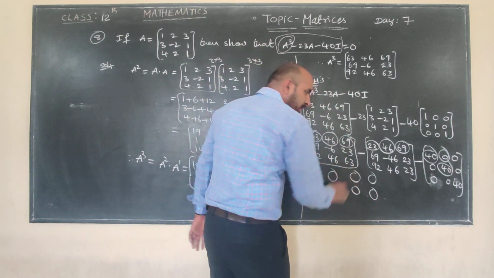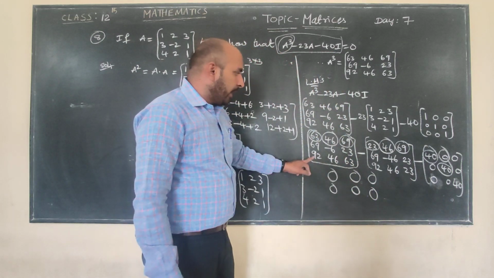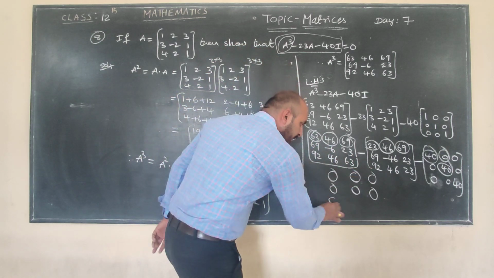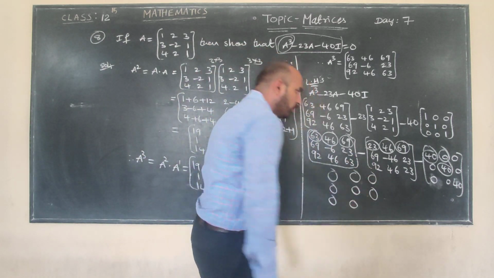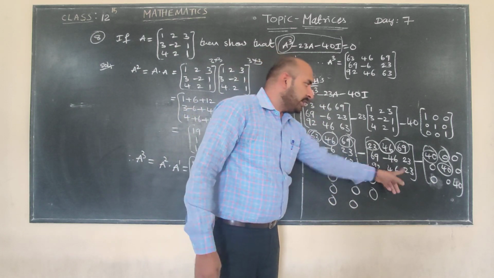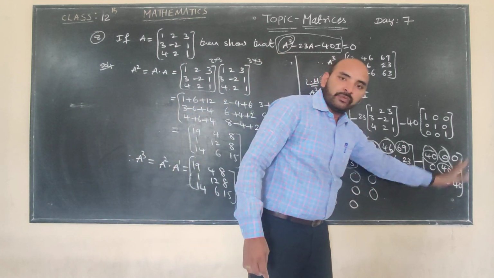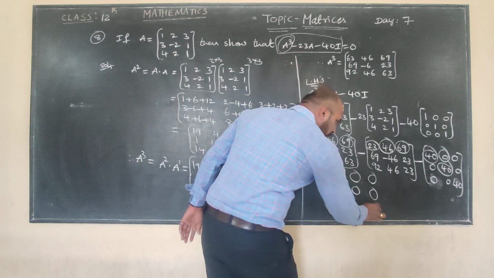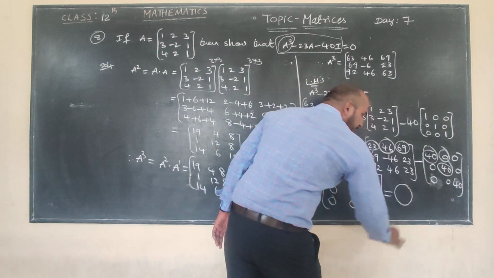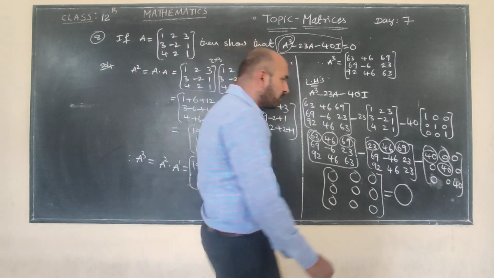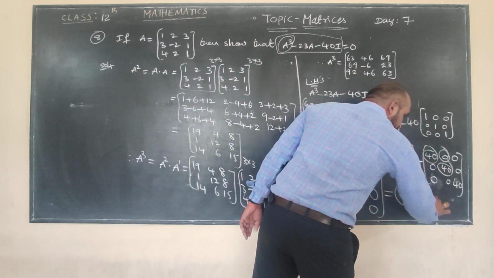Now corresponding third row elements. 92 minus 92, that is 0. 46 minus 46, that becomes 0. 63 minus 23, that is 40. 40 minus 40, that is also 0. This is nothing but the null matrix, which is equal to RHS.